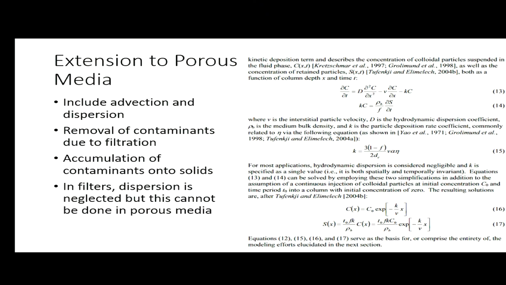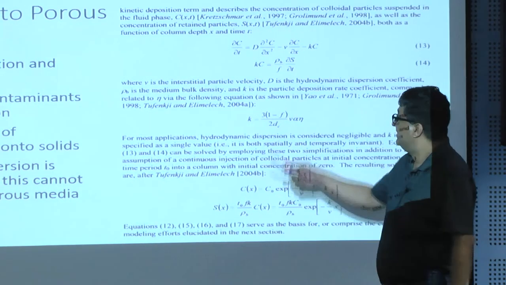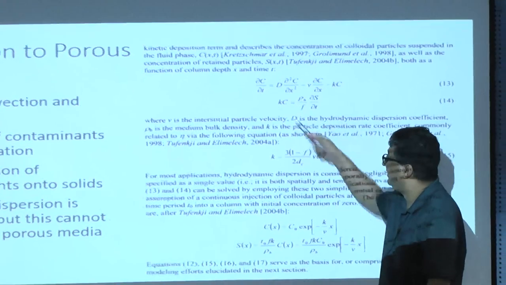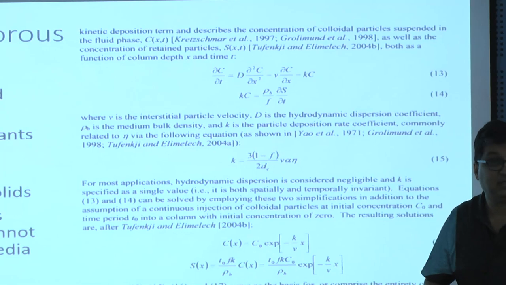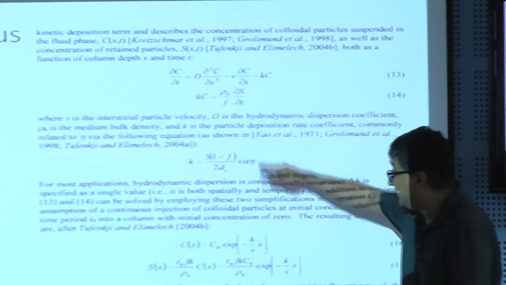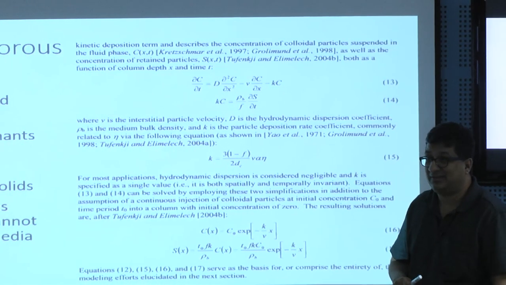And of course, the extension to porous media is pretty straightforward. Again, we have advection, dispersion. This K is that removal, okay, due to filtration. And then of course, this is the solid phase. So as the particles leave the liquid phase, going to the solid phase, there's an accumulation in the solid phase. So we have the solid phase equation, we have the liquid phase equation, and of course that K is a function of your collector efficiency, and we can actually solve for these equations.